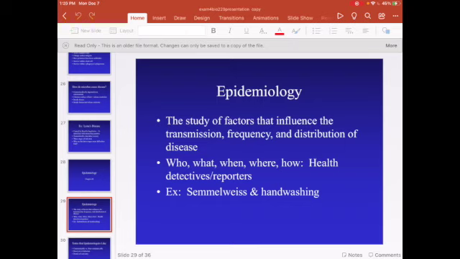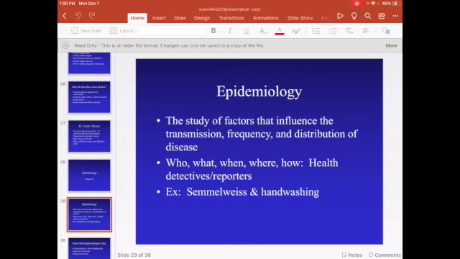And one epidemiologist said, I will never again have to explain what an epidemiologist is. And I just laughed my head off, because this is stuff we're talking about all the time. Epidemiology, yes, the study of factors that influence transmission, frequency, and distribution of the disease. And an epidemiologist is a person who studies those factors. It's who gets a disease, what's causing it, how are they catching it, where are they catching it. So we all know what an epidemiologist does now.